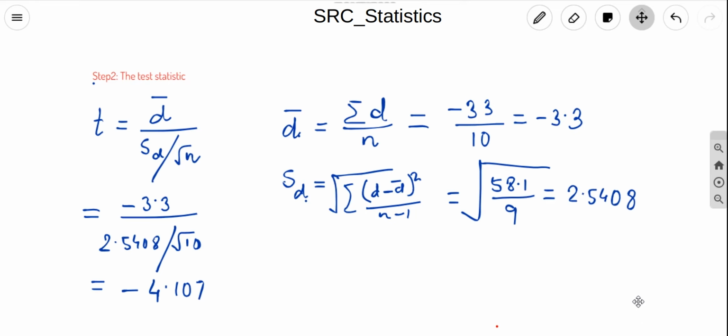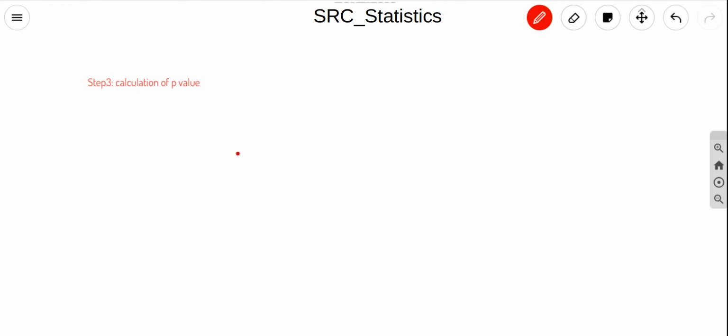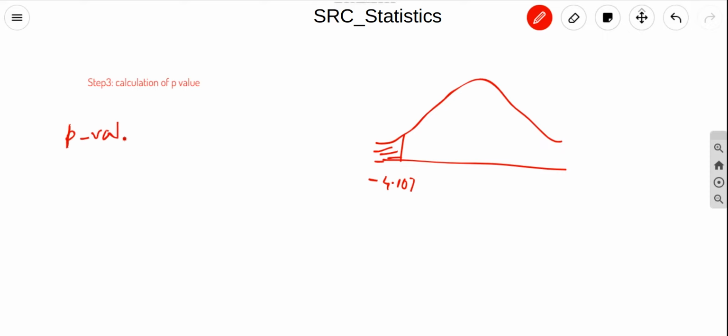Now we go to step 3, which is different in the p-value approach. In step 3 we calculate the p-value. So how do we calculate the p-value? First we have to understand that this is a left tail test, so the p-value will also be in the left tail. The value of the test statistic is negative 4.107, so the p-value will be to the left of negative 4.107. The formula for the p-value is the probability that t is less than negative 4.107.